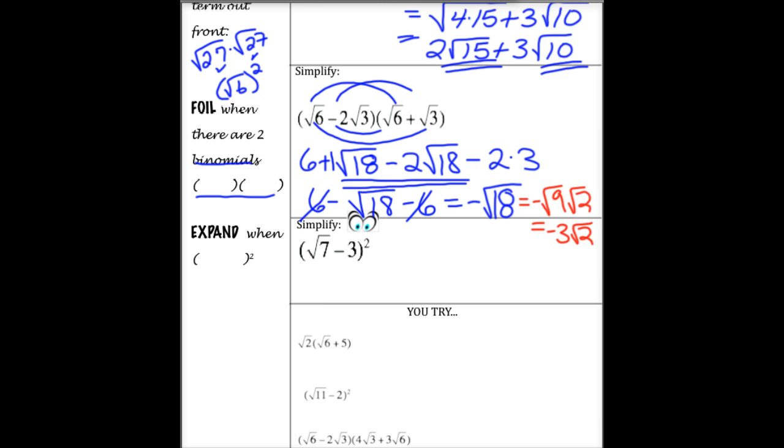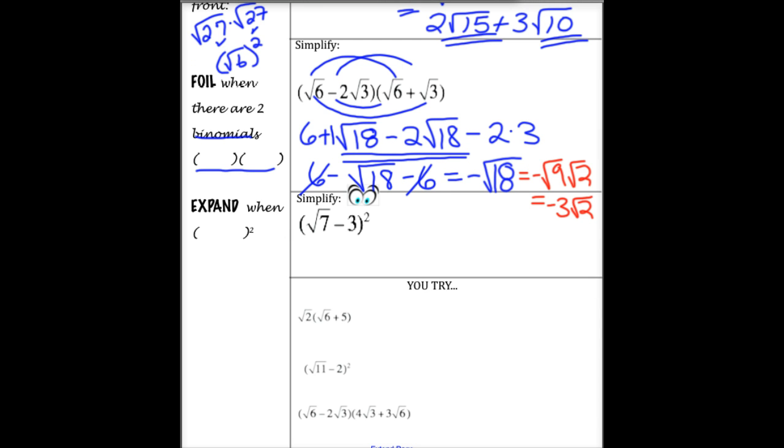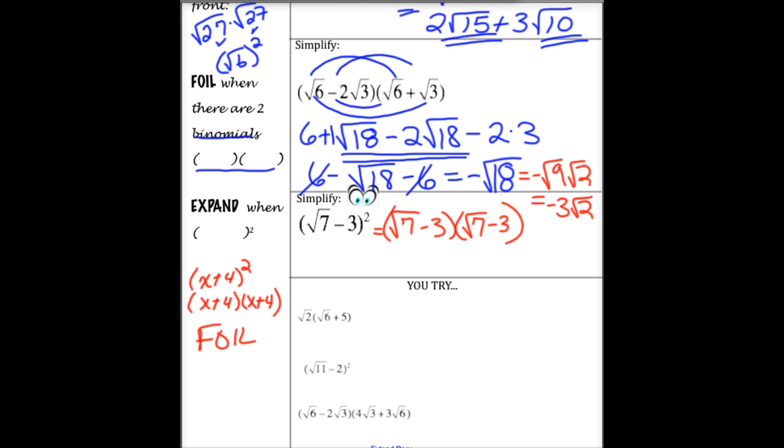So really, we're just taking what we know about polynomials, that we FOIL when we have a binomial times a binomial. Same here. When in the last chapter we had something like x plus 4 quantity squared, we would expand it. Well, we're going to do the same thing. It's just going to be with roots. So we are going to take this and say that to square something means to do it times itself. And then I'm going to FOIL. So we're going to expand, and then we're going to FOIL. So let's go do that.